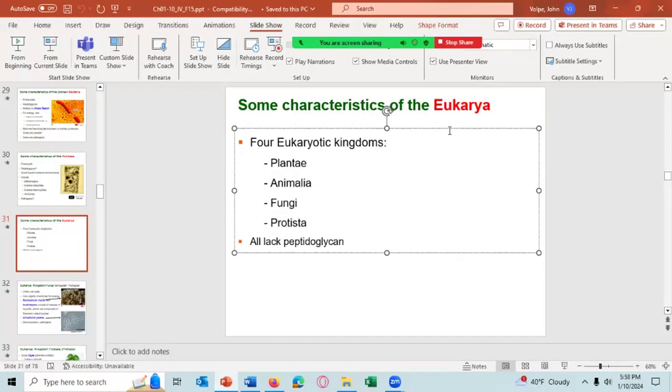All of the eukaryotes lack peptidoglycan. There's no peptidoglycan in any of their cell walls. And of course, animals don't have cell walls. So peptidoglycan is only found in the domain bacteria.